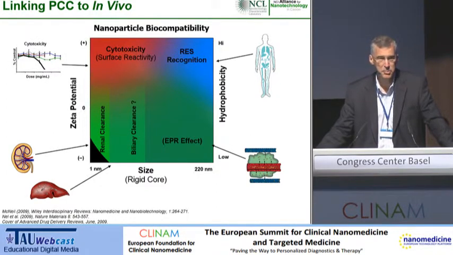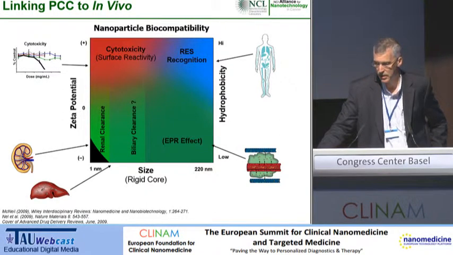Here's what we see over the years. If you start at the upper left-hand corner, particles that are highly cationic or positively charged in excess of about 20 or 30 millivolts, positive millivolts, are cytotoxic. We see that both in vitro and in vivo. In vitro, they can literally punch holes in the membrane of cells, and under in vivo conditions, they will induce complement. So we consider those quite toxic.